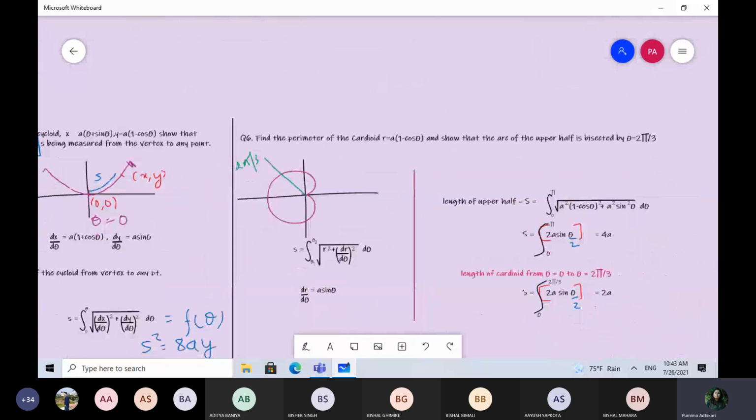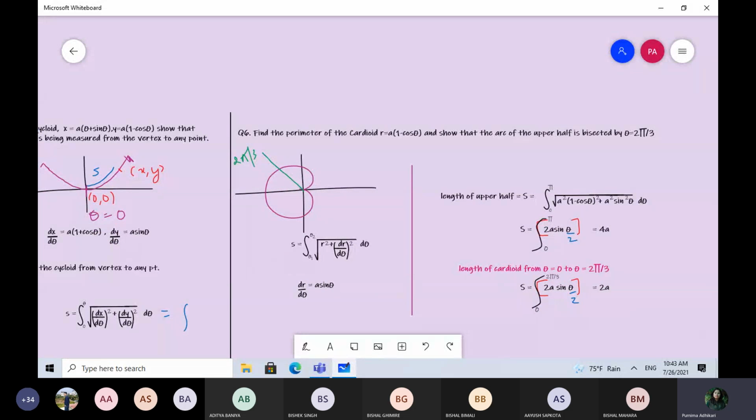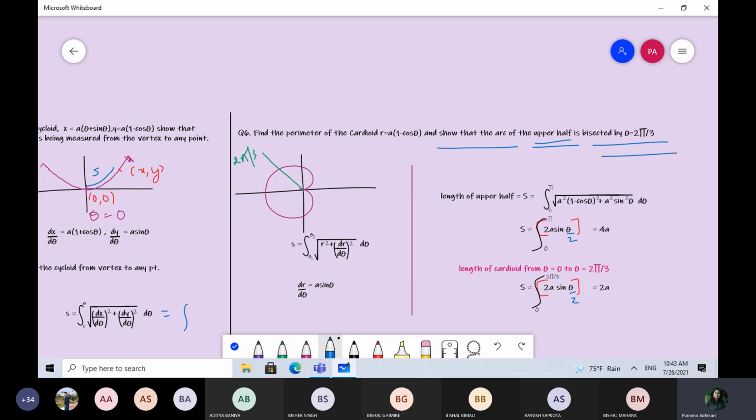Now let's understand this question. What does the question say? The question says that you have to find the perimeter of the cardioid, the total length, for r equals a(1 minus cos theta), and you also have to show that the arc of the upper half is bisected by theta equals 2 pi by 3.